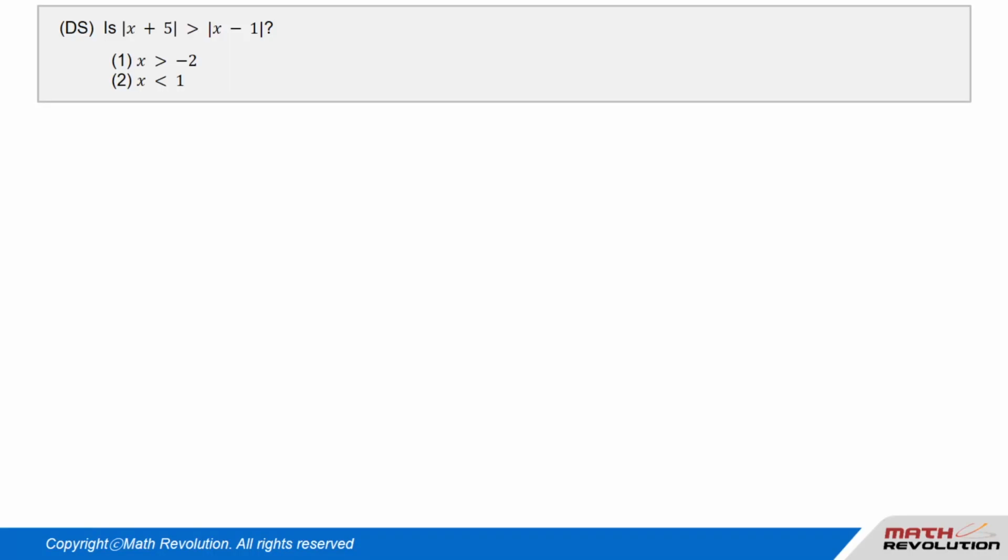Question: DS. Is |x + 5| greater than |x - 1|? Condition 1: x is greater than negative 2. Condition 2: x is less than 1.